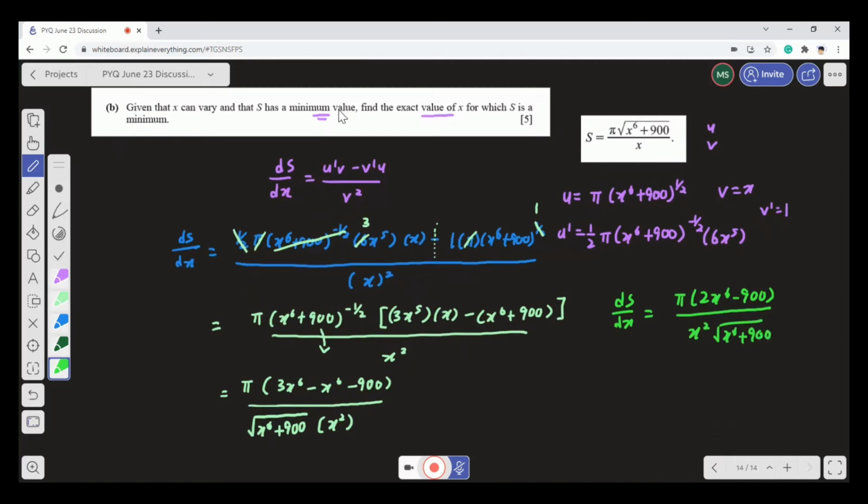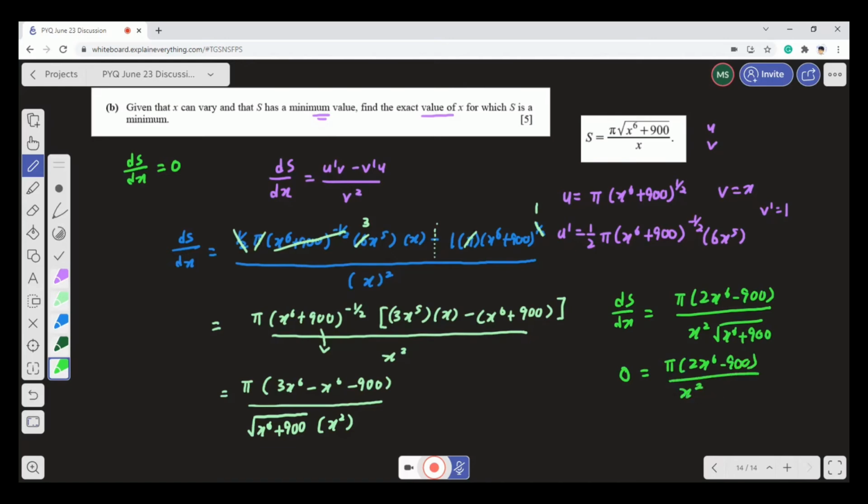And then they say minimum value, right? When we say minimum value, ds/dx is equal to 0. dy/dx equal to 0. Minimum point, maximum point, dy/dx equal to 0. So this thing you have to set equal to 0 so that you have all these things here left.